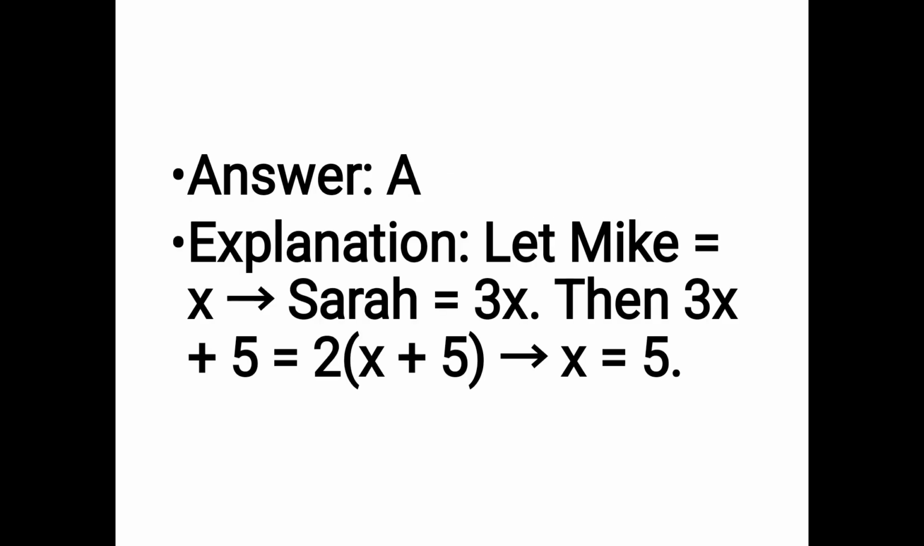Answer A. Explanation. Let Mike's age be x. Sarah is represented as 3x. Then 3x + 5 = 2(x + 5). Finally, the result is x = 5.